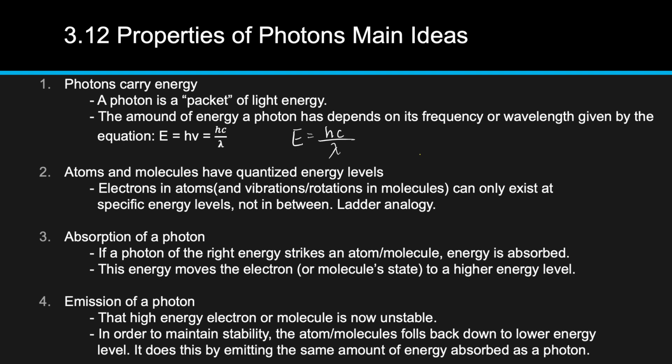So the key idea here is that the change in energy of an atom is exactly equal to the energy of the photon absorbed or emitted. This is why absorption and emission spectra have very discrete lines, which we will go into in a later unit.